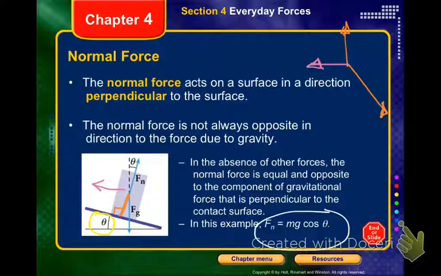Yep. That angle right there is going to be the same as whatever the angle of your incline is. Do y'all remember us talking about that? Okay. Anybody have any questions so far?